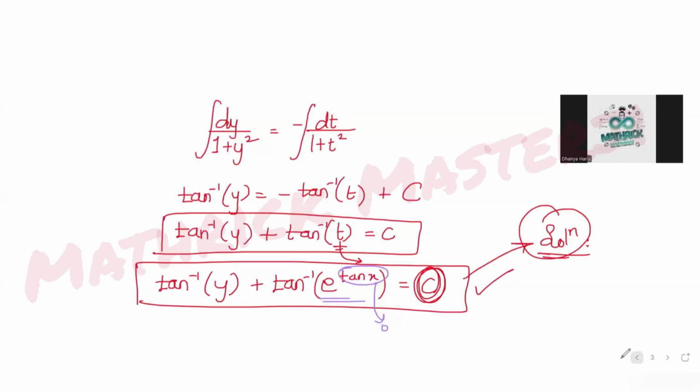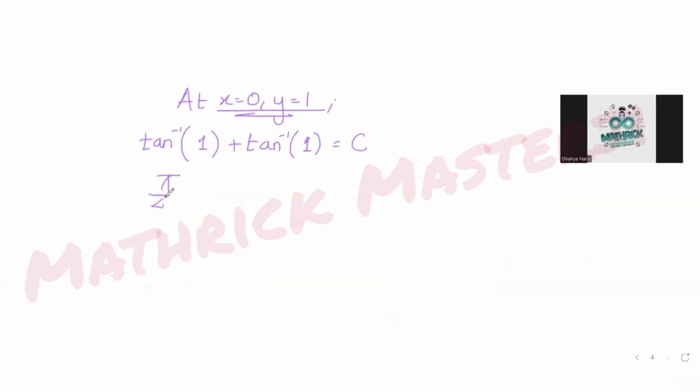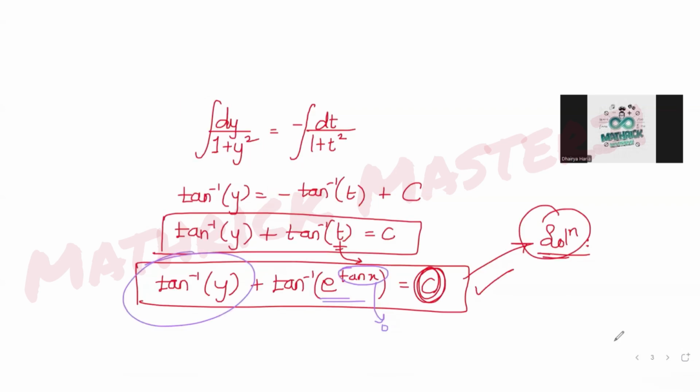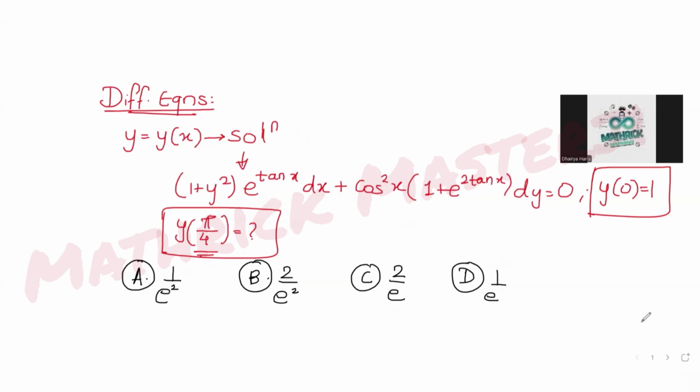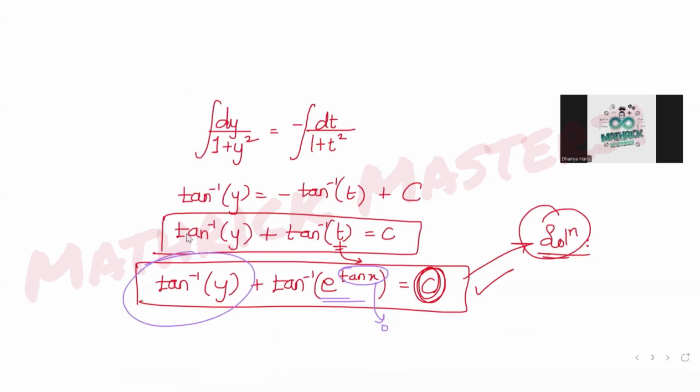So what I get from here is tan inverse of 1, which is pi over 4. Here also, I get tan inverse of 1, which is again pi over 4, is equal to C. C in this case, we have to figure out that value. And that basically becomes 2 pi over 4, or I can just write this as pi over 2. So we get the constant here as pi over 2. So the solution of the differential equation is tan inverse of y plus tan inverse of e raised to tan x is equal to pi over 2.